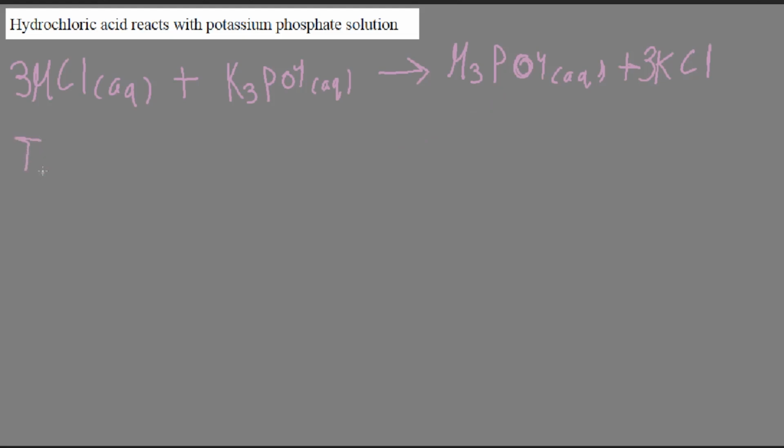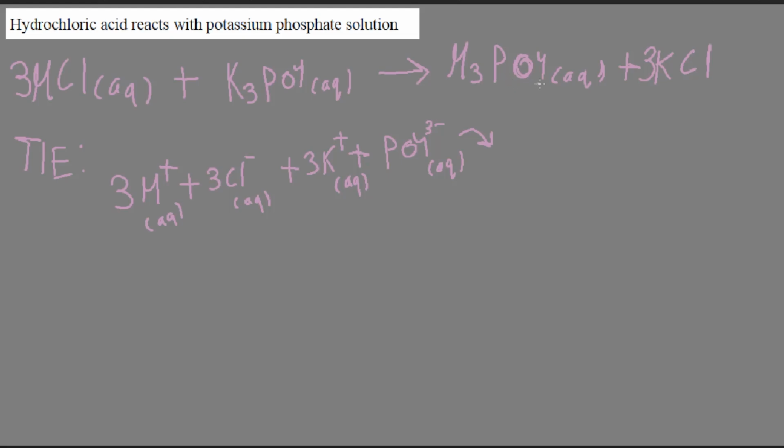Total ionic equation. So this is strong acid. This will dissociate. So you got 3H plus, 3Cl minus, write your states. Always remember, write your states. Plus 3K plus PO4 3 minus aq. Sorry on how bent this is, and then arrow sign.